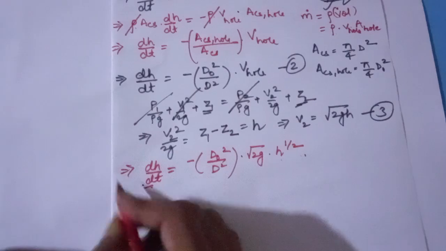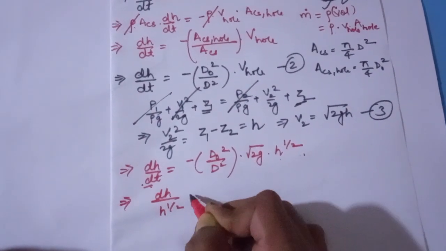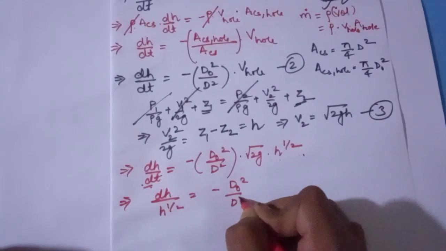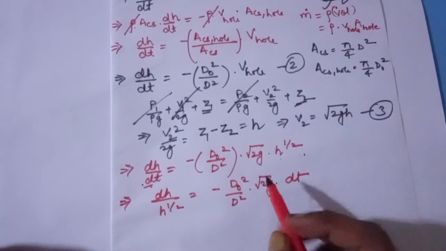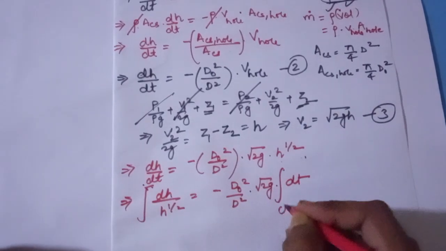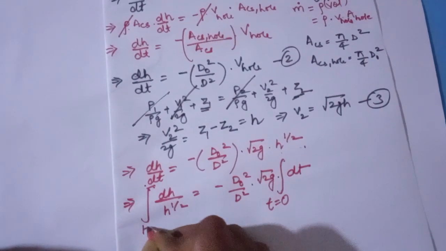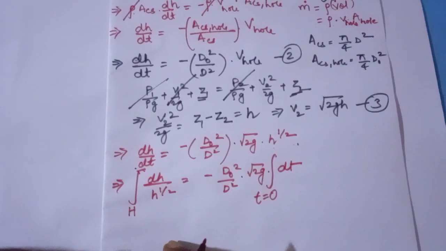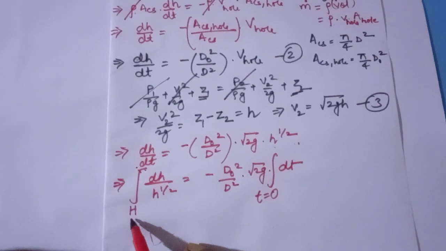Now we will integrate. So we have dh by h to the power of half equal to minus of d naught square by d square into root 2g into dt. Suppose at time t equal to 0, the tank is completely filled, so the height of the liquid in the tank will be capital H. Since the tank is completely filled, at time t equal to 0, h is capital H.